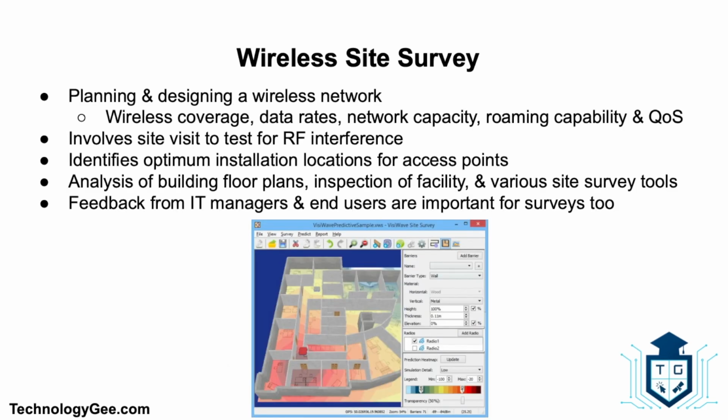And let's talk about a wireless site survey. A wireless site survey is the process of planning and designing wireless networks to provide a wireless solution that will deliver the required wireless coverage, data rates, network capacity, roaming capability, and quality of service. The survey usually involves a site visit to test for radio frequency interference and to identify optimum installation locations for access points. This requires analysis of building floor plans, inspection of the facility, and use of site survey tools.